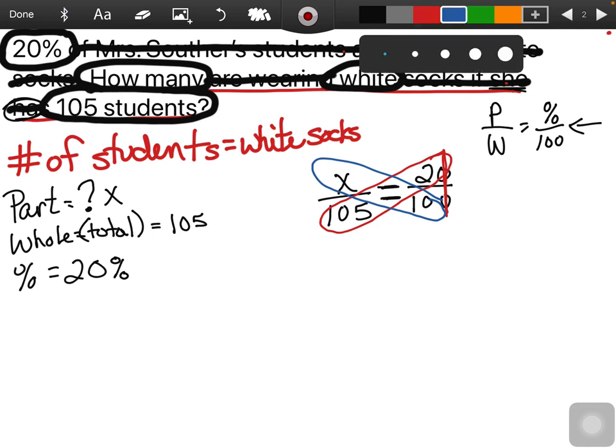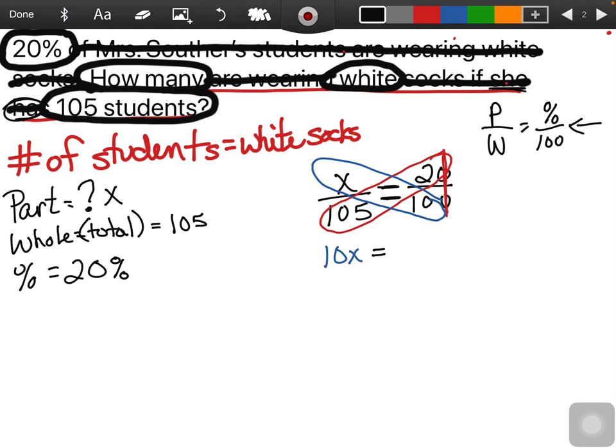My first part is 10 times x. Well, I don't know what that is because I don't know what my x is, so I'm just going to write 10x. Then the other part, the right side, is 105 times 2. So I've got to do 105 times 2. Well, I know 2 times 5 is 10. 2 times 0 is 0, plus 1 is 1, and 2 times 1 is 2. So that number is 210.